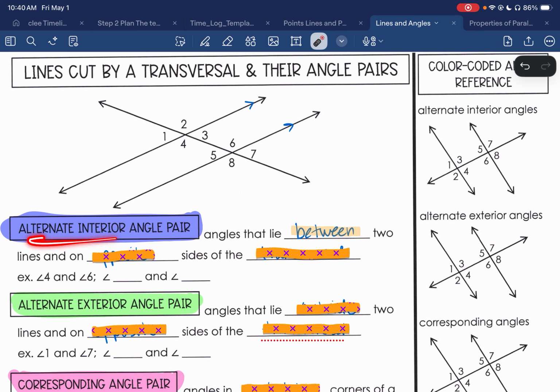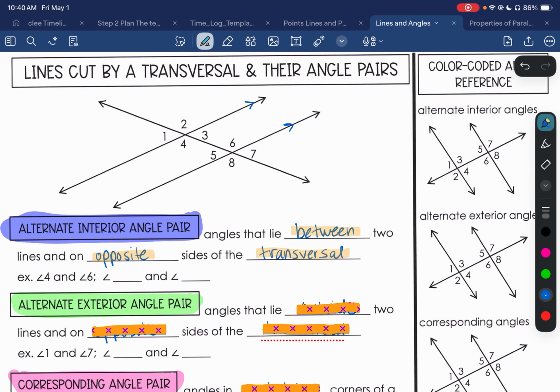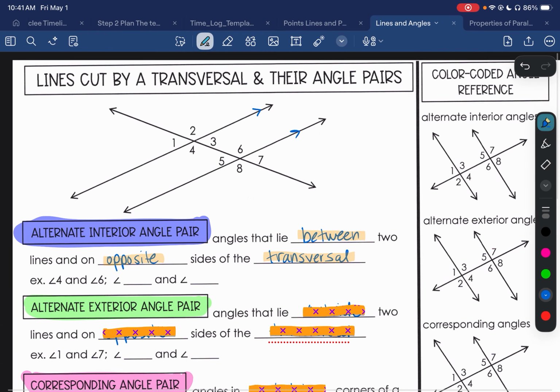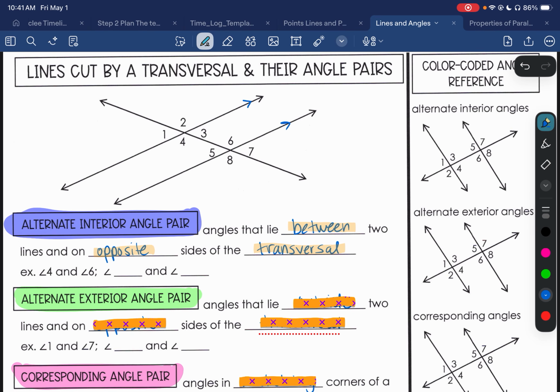So we're looking at alternate interior angle pairs. Let's look at those real quick. What does that mean? Angles that lie between the lines, on opposite sides of the transversal. Let's label this real quick. I'll call it a blue little line. So this right here is my transversal.